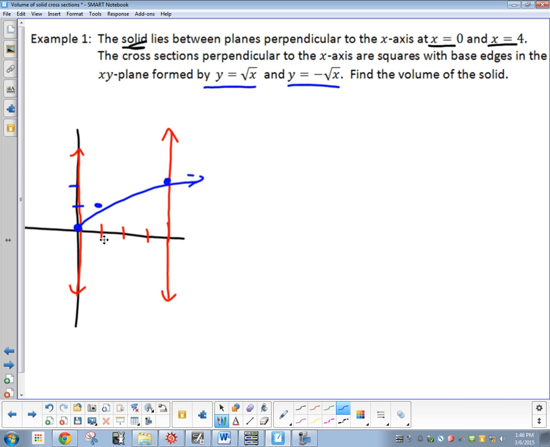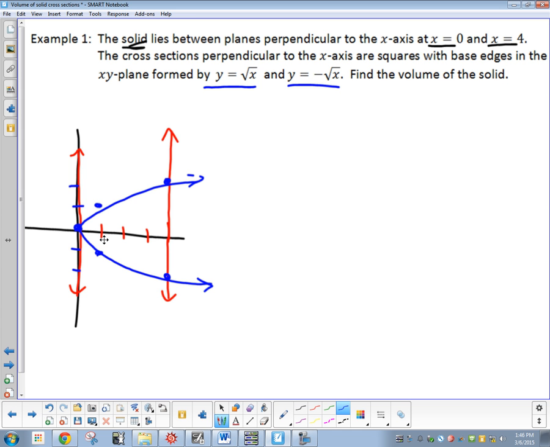Not drawn great, but it's the right idea. What about negative square root of x? What's that going to look like? It's on the bottom. It's going to go the other way. So down 1 over 1, down 1 over 3. There's my graph. Okay, that's the base of this thing.